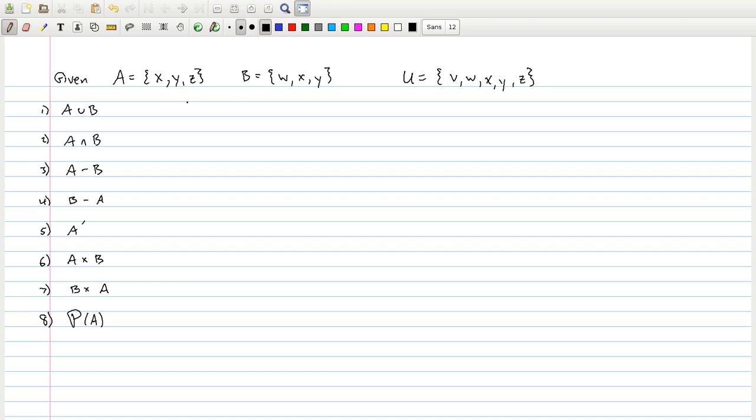Given these three sets, A, B, and the universal set, perform the given indicated operations. Our first question is A union B.